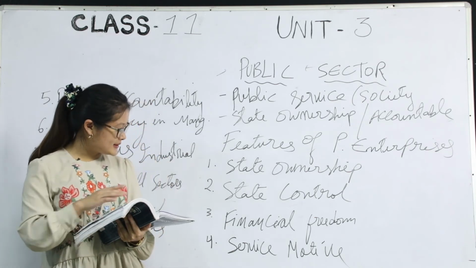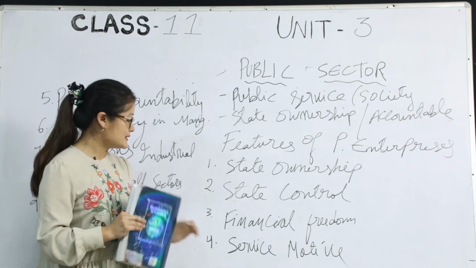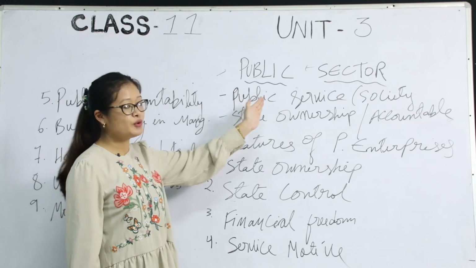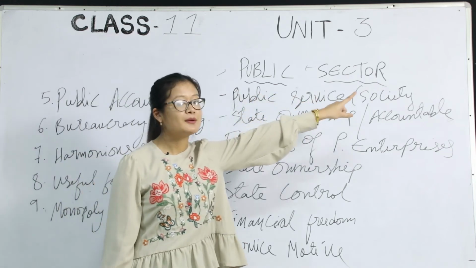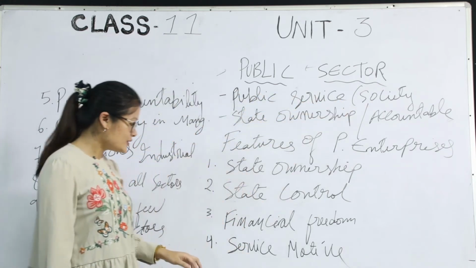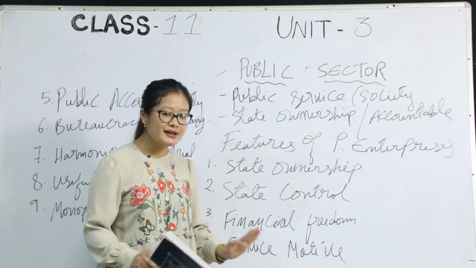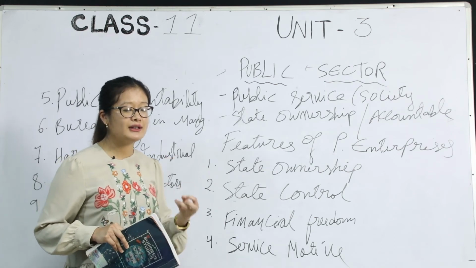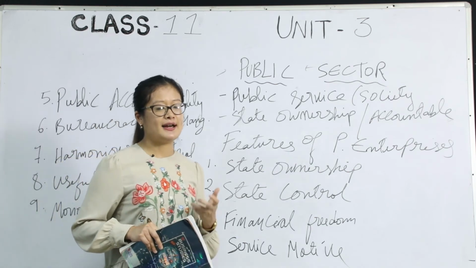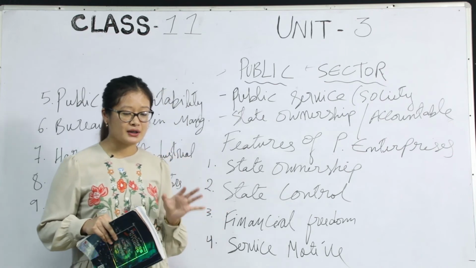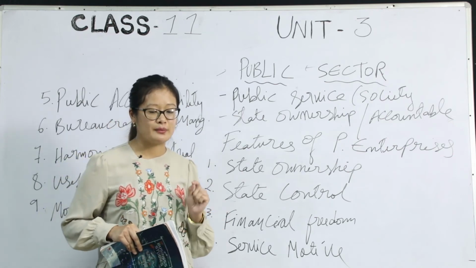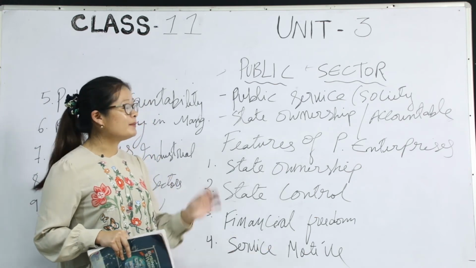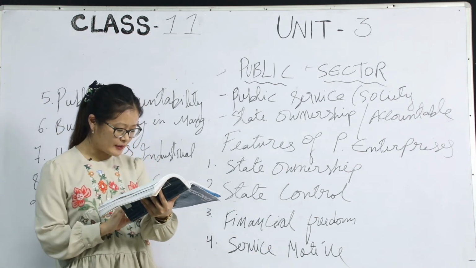The fourth point is service motive, okay? Here, their aim is to provide service to whom? To the public, to the society, right? So their motive is totally to serve society, okay? To provide them good quality and quantity products at very reasonable prices, all right? That is the service motive of public enterprises, all right?